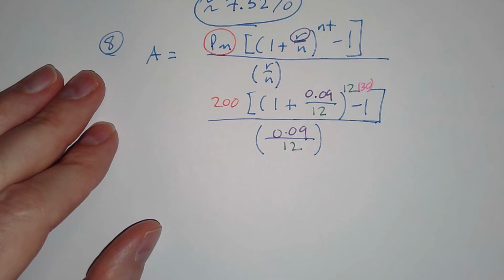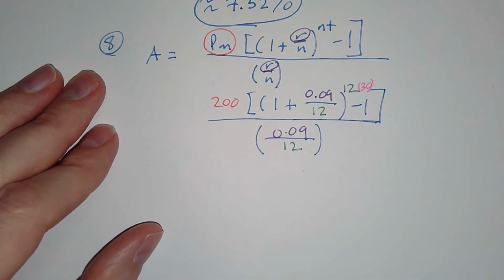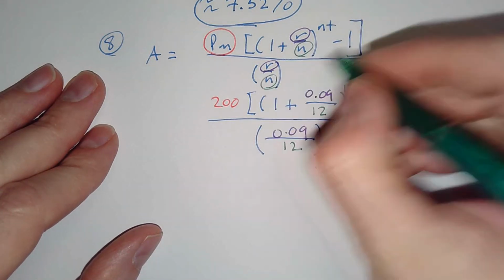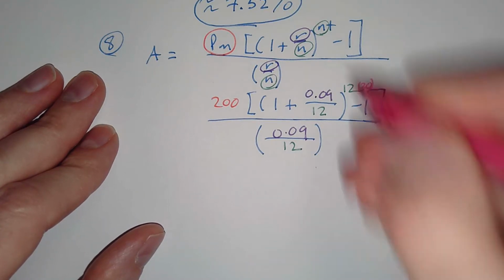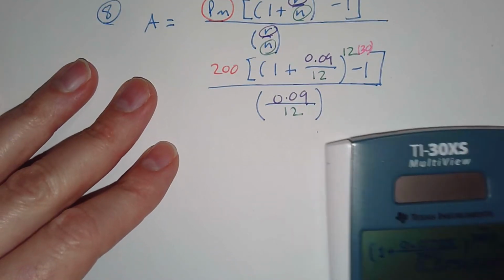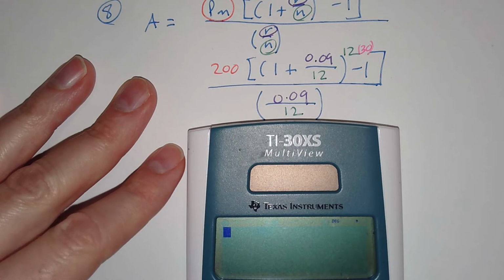So all we're doing is just plugging in that 0.09 wherever we see an R. We're plugging in 12 for N and 30 for T. And then just take your time when you're entering this into your calculator.